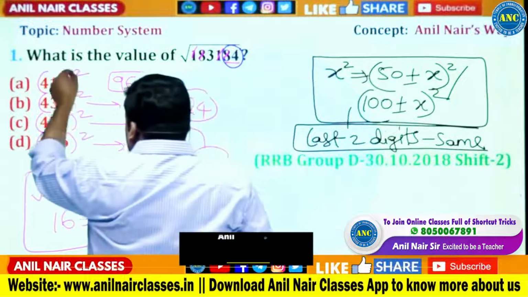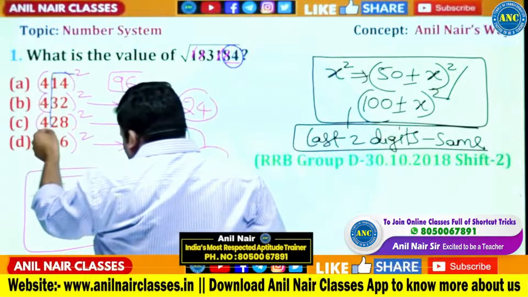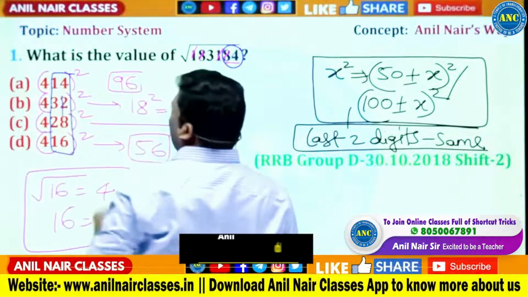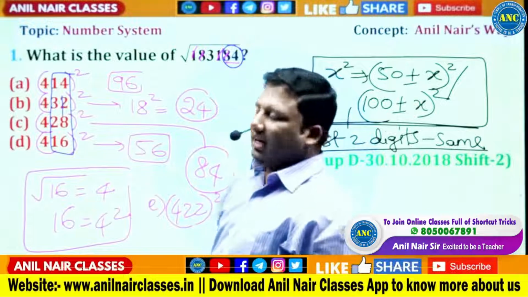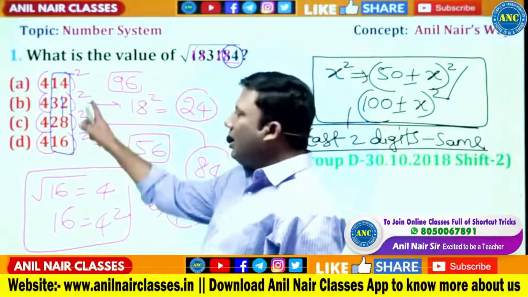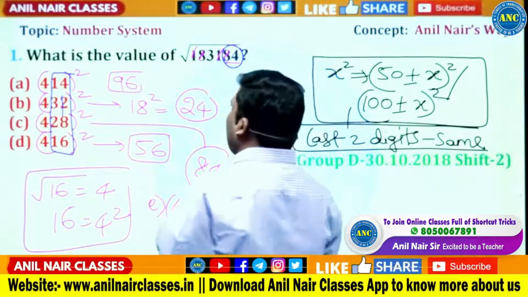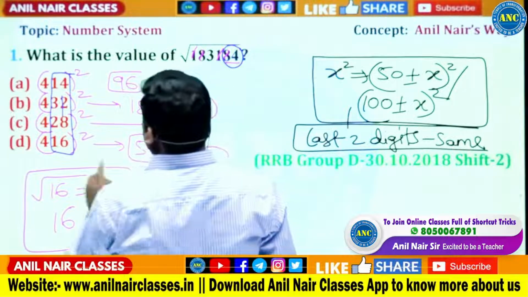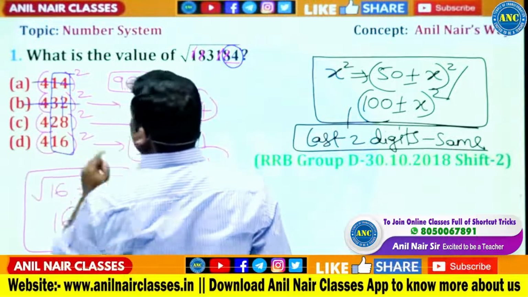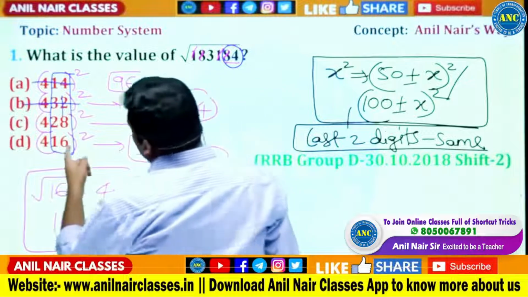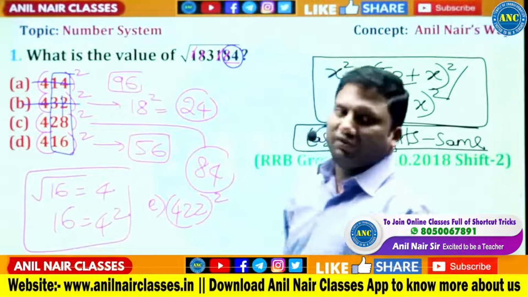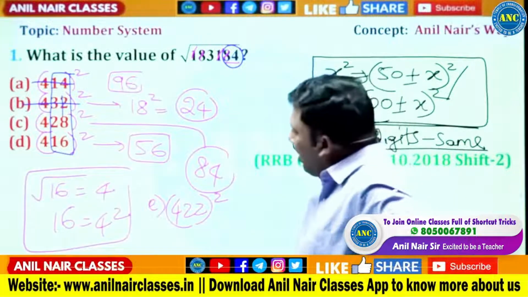Only the last two digits I will focus on. If I am stuck with more than one answer option, I will use a digital sum. 14 square is 196, not possible. 32 is 18 less than 50. 18 square is 324, not possible. 28 square is 784, 84 possible. 16 square is 256, not possible.